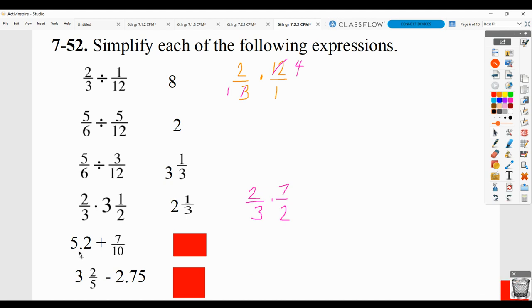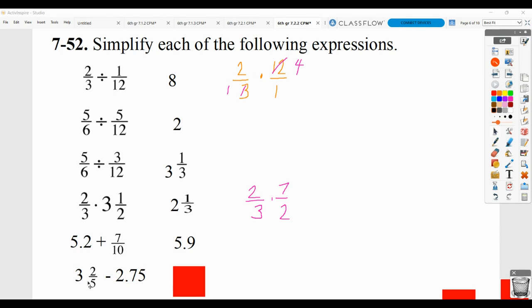Here you can either change them both to fractions or both to decimals. It's up to you. 7/10 would be 0.7. So you'd get 5.9 as a decimal. Or you can make this 5 2/10, giving you 5 9/10 as a mixed number.